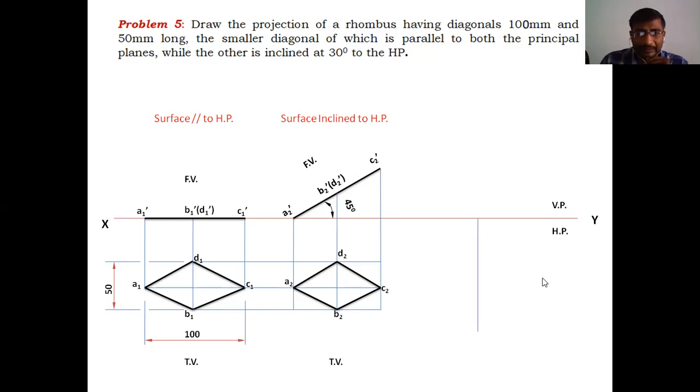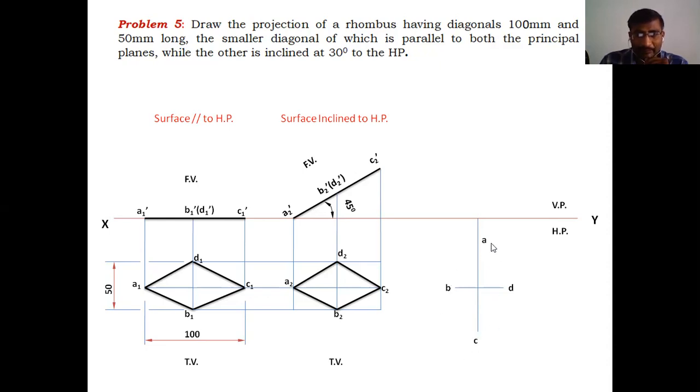How to locate the third stage? Draw a vertical line. This vertical line represents the longer diagonal of the top view, and draw the smaller diagonal, which has a length equal to 50 mm here. It is 50 mm, and it must be parallel to the XY line. Locate the point A, that is, A2 becomes A in the third stage top view, and locate the point C, the opposite corner, C2 becomes C. Similarly, locate the B and D points like this. A, B, C, D are the top view points in the third stage, that is the final stage.